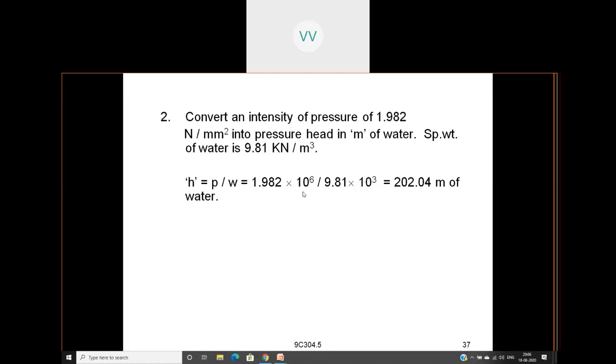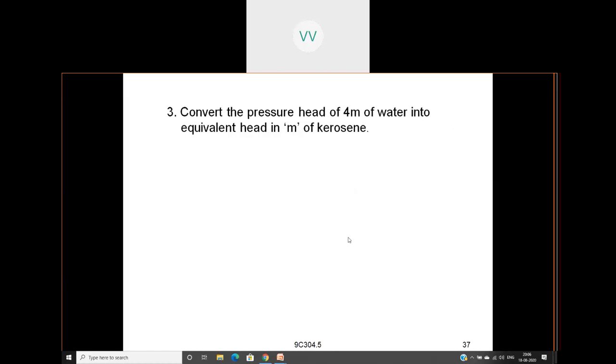0.982 into 10 to the power of 6, because here you have meter square and this is in mm square. So you are trying to convert it into newtons per meter square, so multiplying it with 10 to the power of 6, divided by 9.81 into 10 to the power of 3. So you get a value of 202.04 meters of water. So the formula is P is equal to WH. It is called the Stevens formula.